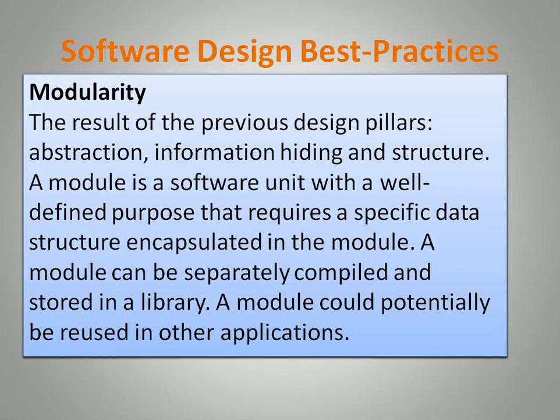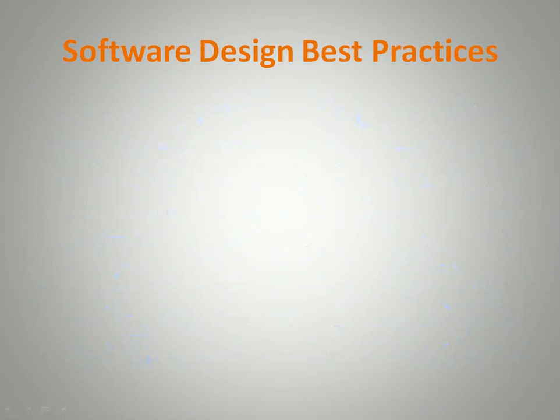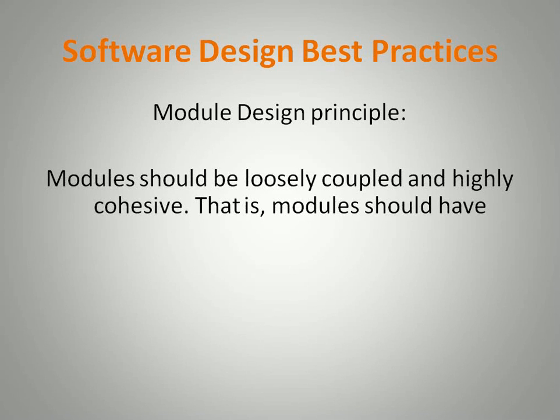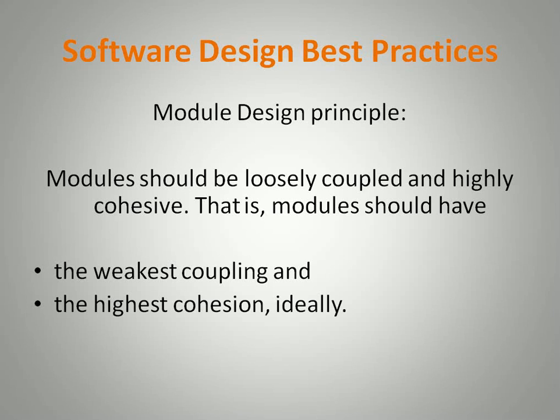Modularity is the result of the previous design pillars: abstraction, information hiding and structure. A module is a software unit with a well-defined purpose that requires a specific data structure encapsulated in the module. A module can be separately compiled and stored in a library. A module could potentially be reused in other applications. The module design principle is, modules should be loosely coupled and highly cohesive. That is, modules should have, a, the weakest coupling and, b, the highest cohesion, ideally.